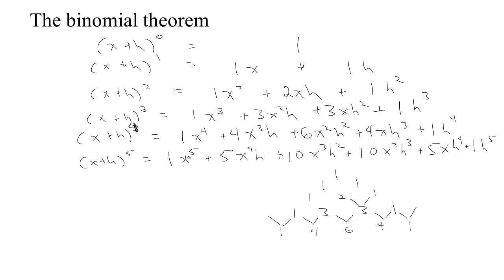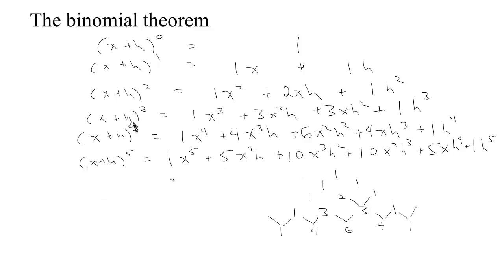As far as the terms go, whatever power you have here is going to be the highest power on the first variable, right? So it'll be the fifth. And then in each successive term, the power on the first variable goes down, and the power on the second variable increases by 1. So we have 5 x's, no h's, then 4 x's, 1 h, then 3 x's, 2 h's, and so on until we've got no x's and 5 h's at the very end.